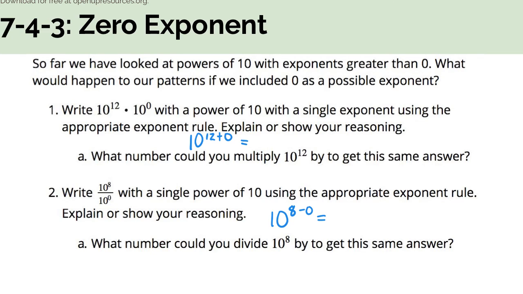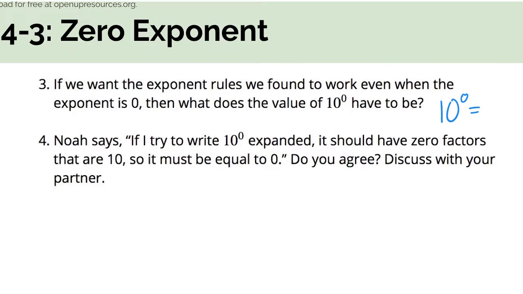Okay, so reviewing our exponent rules, in number 1, this would end up being just 10 to the 12th if I added those exponents. And in number 2, this would be 10 to the 8th if I subtracted those exponents. And in part A, for both questions, what number could you multiply 10 to the 12th by to get this same answer? Well, that would have to be 1, and the same thing goes down here. To get the same answer there, I would have to divide by 1. Going on to number 3, to make those exponent rules work that we just saw, 10 to the 0 power has to be 1. And we'll be working with that more later, so if it's not making sense, just hang on. We are going to skip number 4, so don't worry about that one.